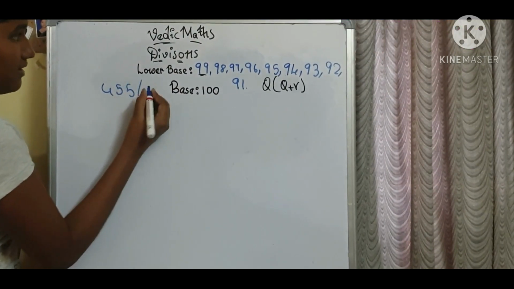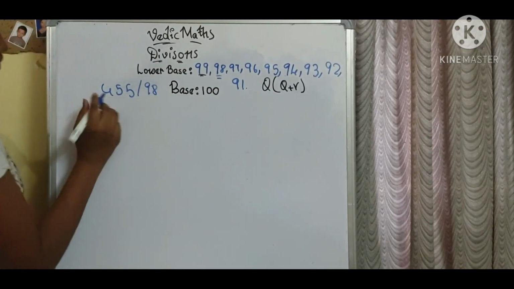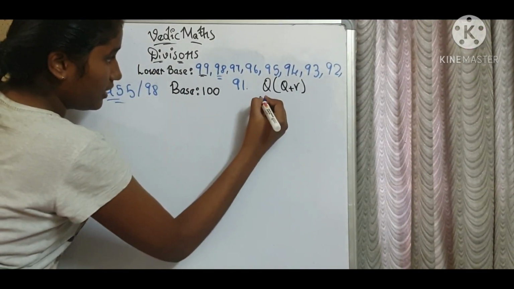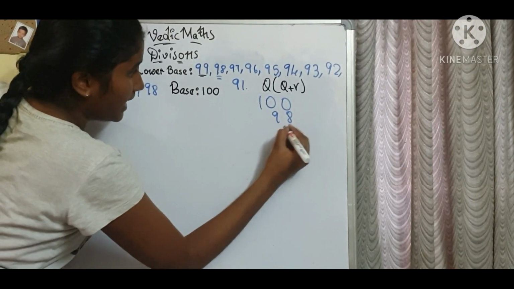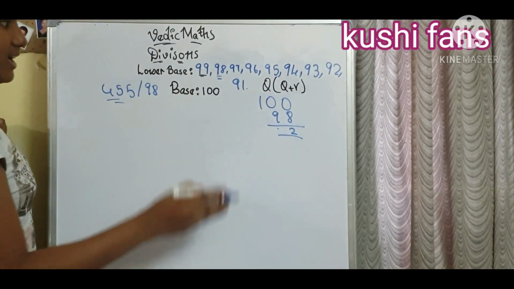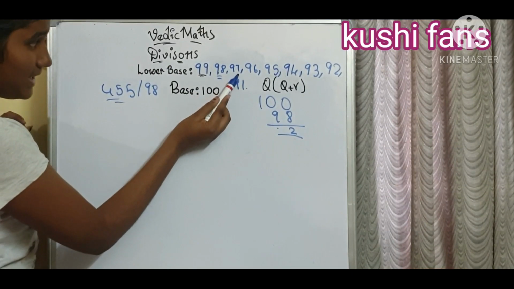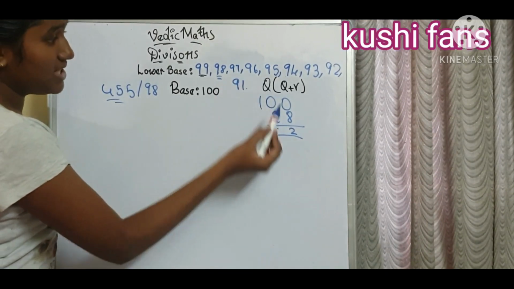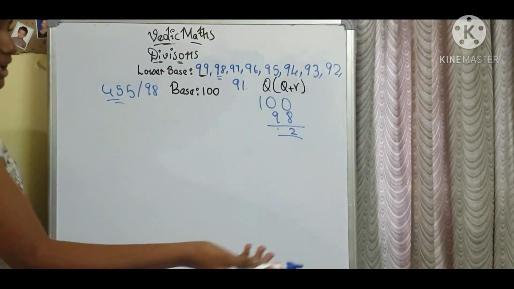Now I am doing it with 98. I will do 445 divided by 98. Here the formula will change. I am taking the base as 100, and here 98, so I will get 2. So in the place of 1 you have to substitute 2. If we take 97, the difference will be 3. For 96, 4. For 95, 5. For 94, 6. Like that it will come. You can do the reciprocal.